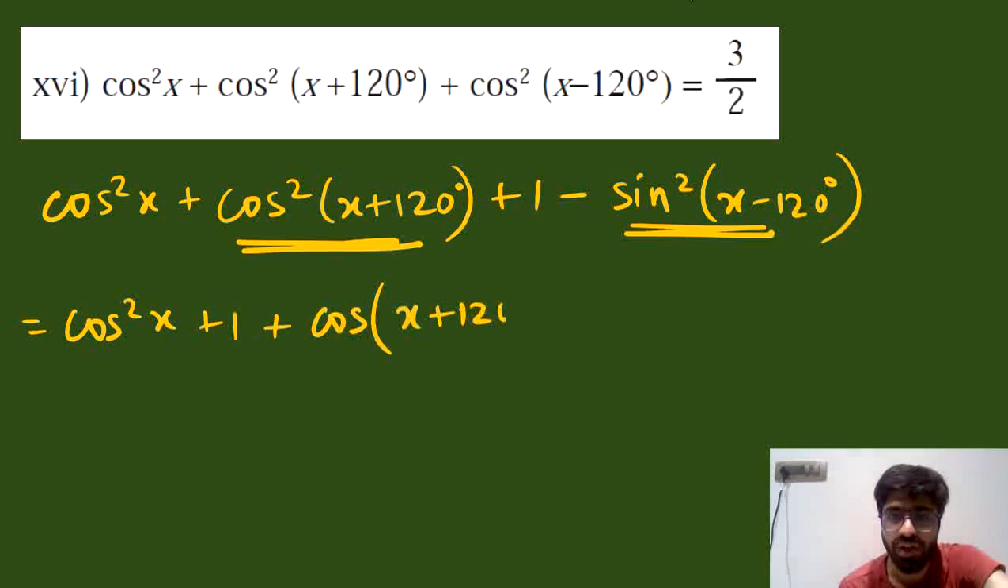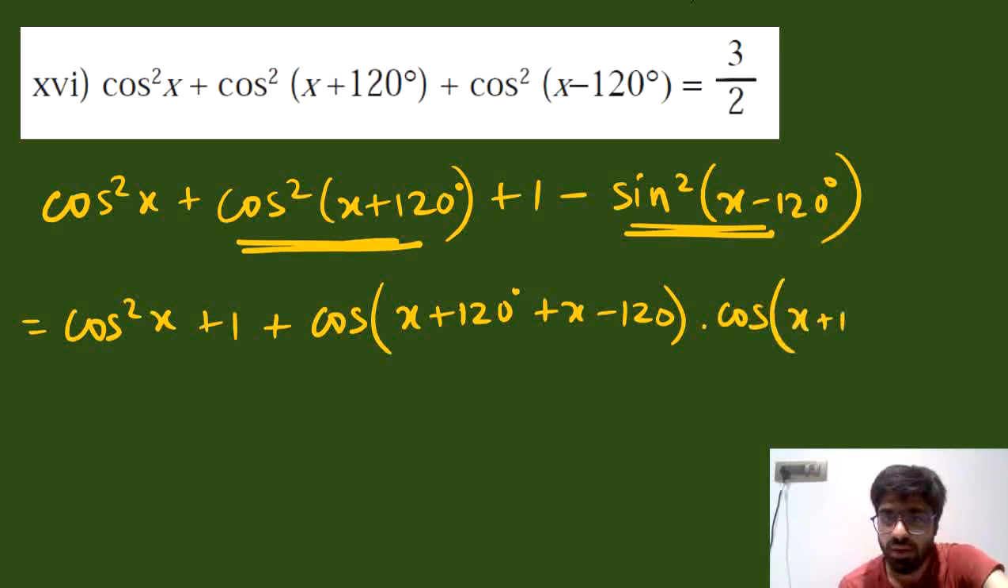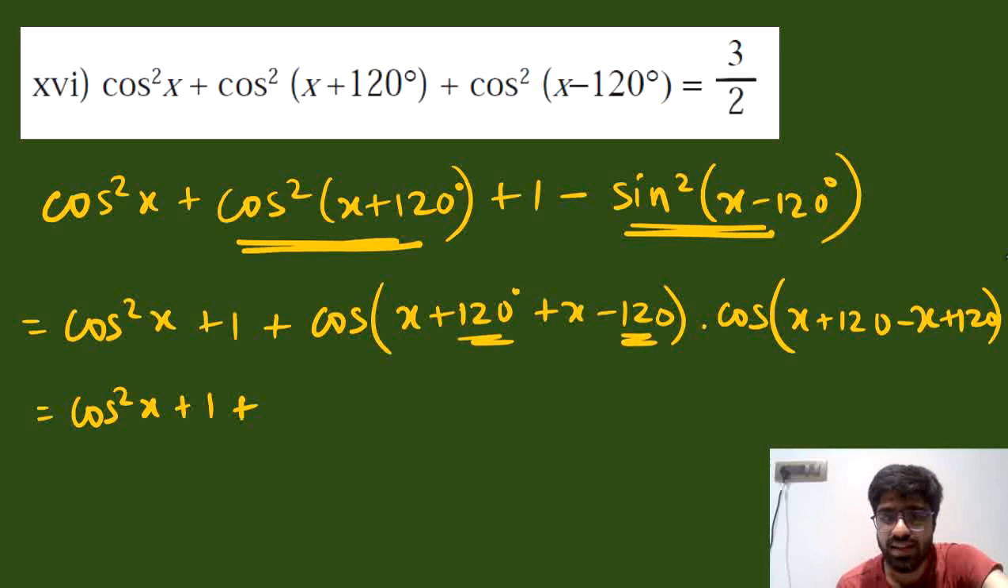So cos of a plus b into cos of a minus b, that would be minus x plus 120. So now if you see, this would be cos square x plus 1 plus 120 gets cancelled, you are left with cos 2x into x minus x would be 0, and 120 plus 120 would be cos 240.